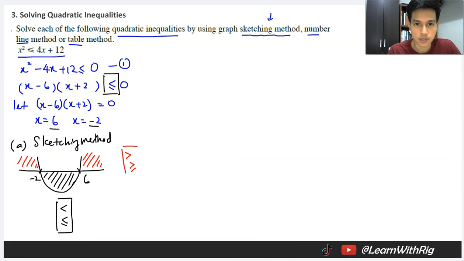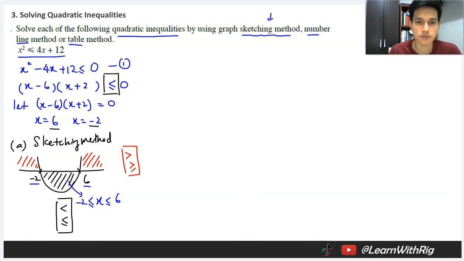Alright, so what does that mean? It means if you take this section, it becomes x between -2 and 6, right, because it's in between -2 and 6. So x is between -2 and 6, but since here it is less than or equal to, I'm going to use less than or equal to here. Make sure you follow the sign that they are using.